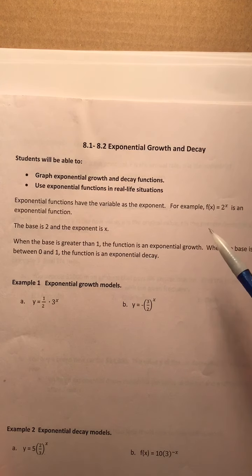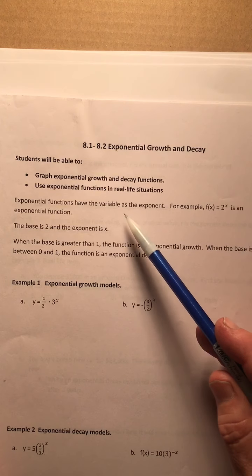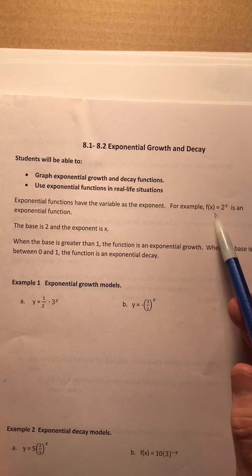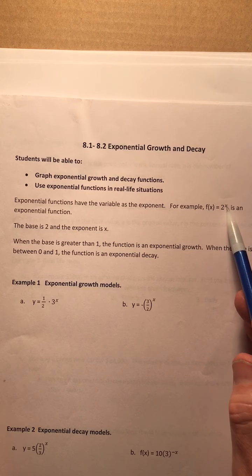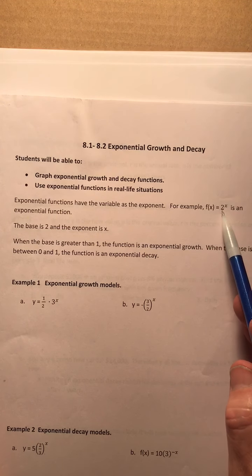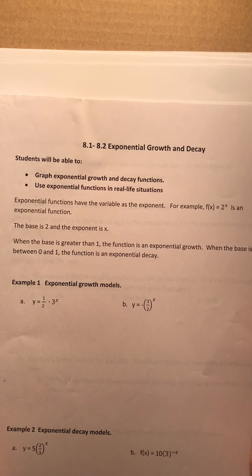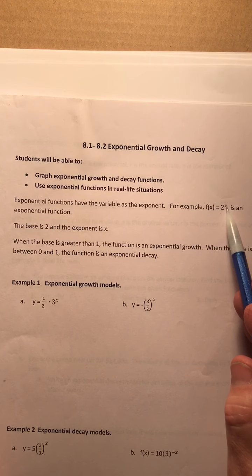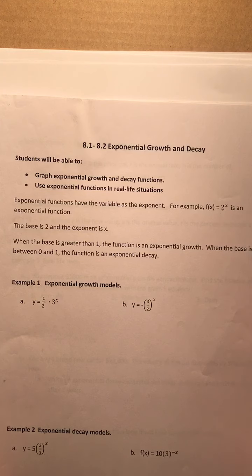All right, so exponential functions have the variable as an exponent. So for instance, f of x equals 2 to the x power. That is an exponential function. All right, the 2 would be the base and the x is the exponent. So you're looking for, this time, the variable is in the exponent, and that's what makes it an exponential function. All right.